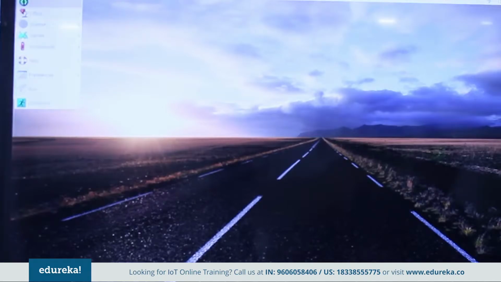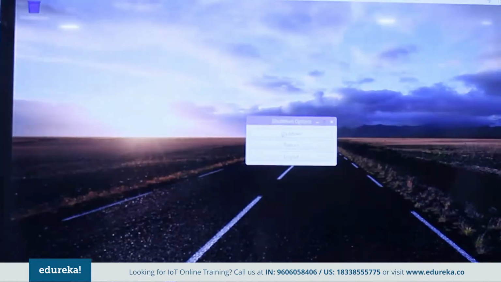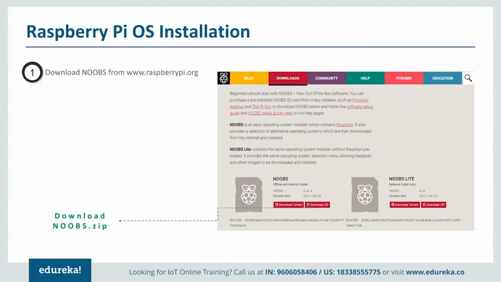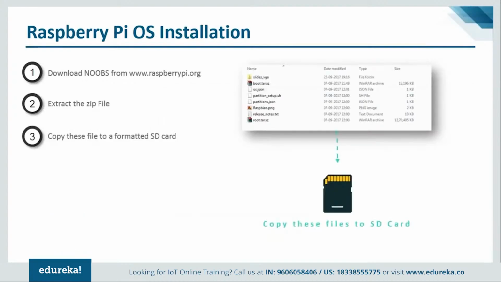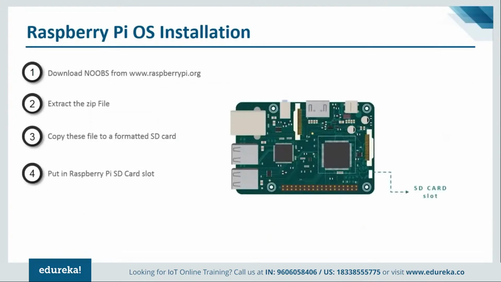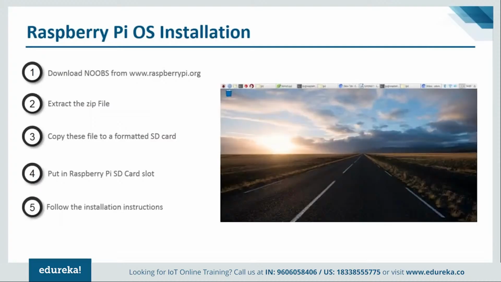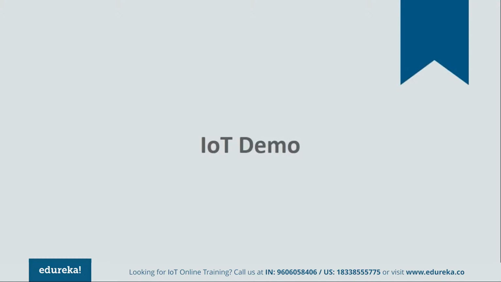Let me go back to my slide and summarize the installation process again. We started by downloading the NOOBS folder, then extracted the folder and copied it into the SD card. Make sure the SD card is empty as well. Once you're done with this, insert it into the SD card slot and the installation process is complete.